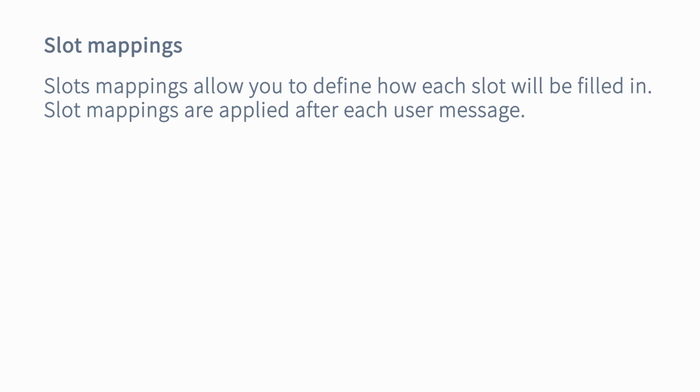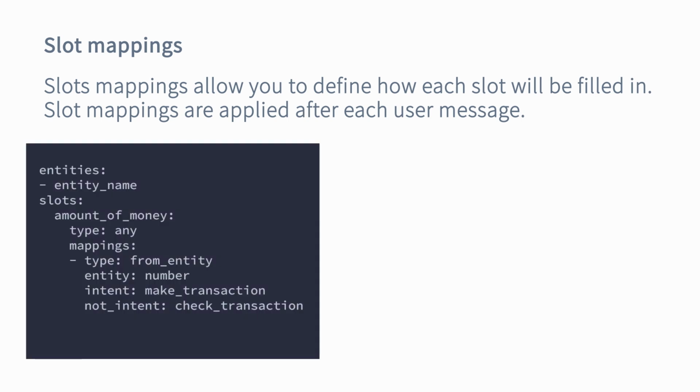Now, let me give you a very simple example just to illustrate how slot mappings work, and later on we will dive deeper into different slot mapping types and all the details. So let's say in our domain file we have the following configuration. In our slots list, we have a slot called amount of money, and we have a mapping configuration for it. The type for this mapping is from entity, which, as the name suggests, means that this slot will be filled in with the value extracted from an entity. Down below, we have the actual entity name that will be used to fill in the slot, which is number.